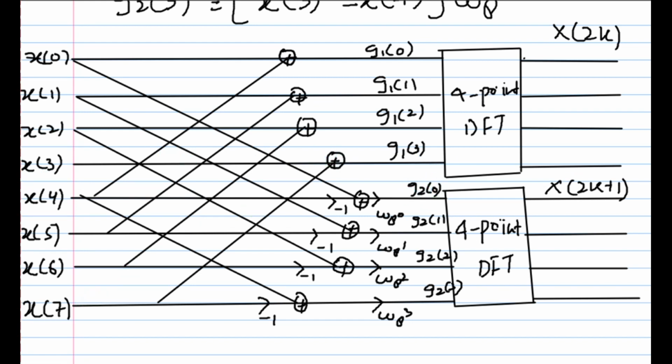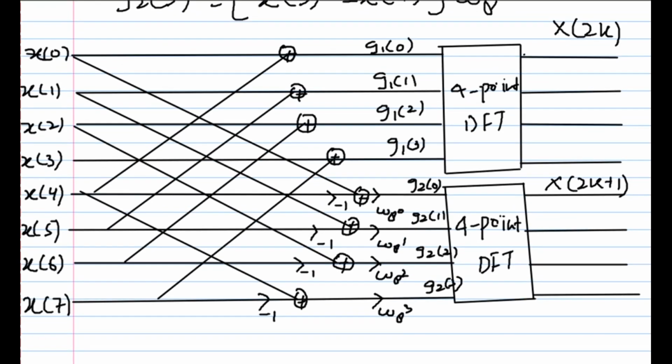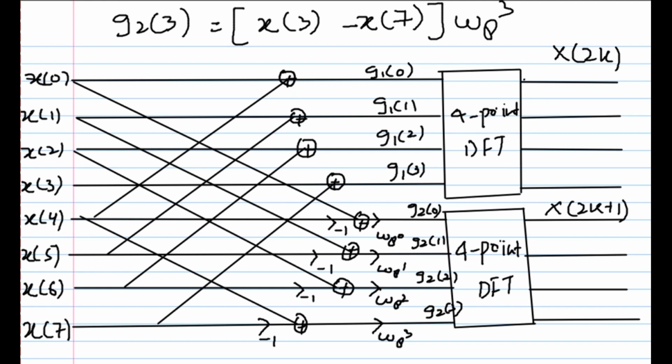Now coming to g2 of 0. This is equivalent to x of 0 minus x of 4, whole multiplied by W_8 to the power 0. So x of 0 is this line, this term here, minus x of 4. So this is x of 4, and we simply multiply it by minus 1 because there is a summation here. So minus plus becomes minus, and this becomes x of 0 minus x of 4. Still we have not got g2 of 0. We need to multiply it by W_8 to the power 0. So here a multiplication by W_8 to the power 0, and the term becomes x of 0 minus x of 4 multiplied by W_8 to the power 0.